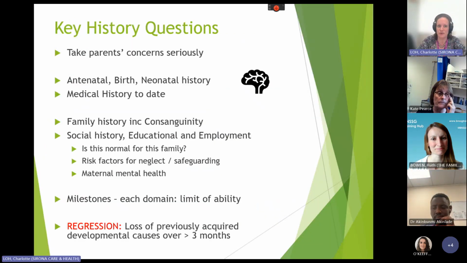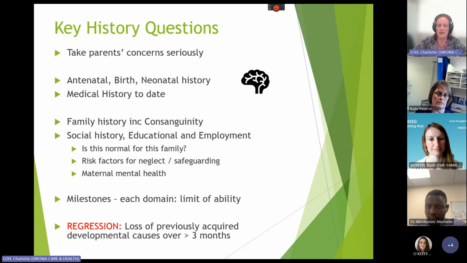So just some key history questions. First of all, take parents' concerns seriously. Generally, a parent who has a concern about their child has quite often taken a while to pluck up the courage to come and see someone about it. They will have seen other children they're comparing with. I'm sure you're all very compassionate GPs and do this, but parents may have seen things that are a lot harder to pick up in a 10-minute appointment. So it is worth taking them seriously.